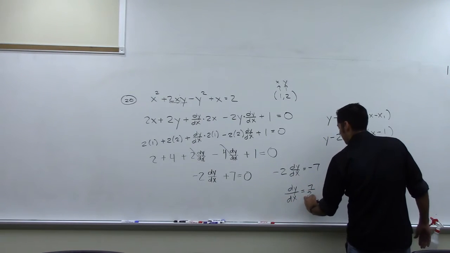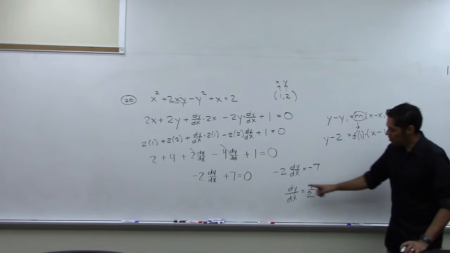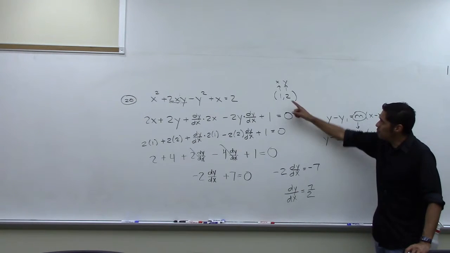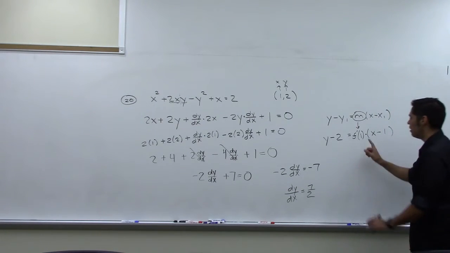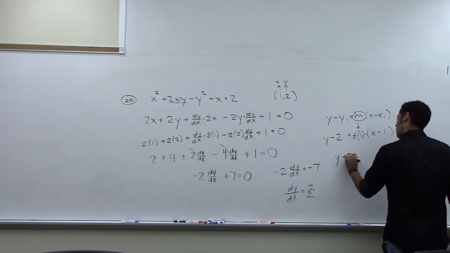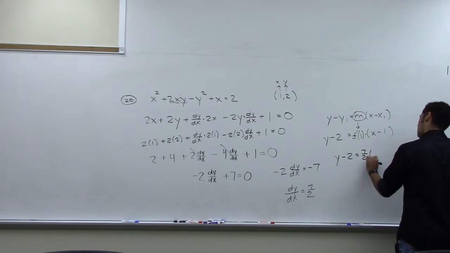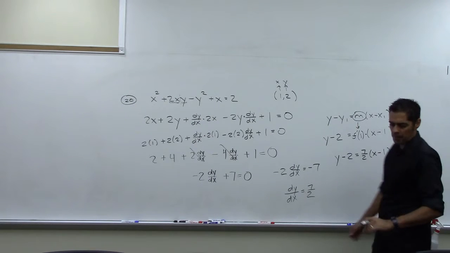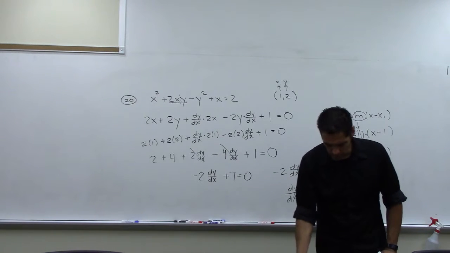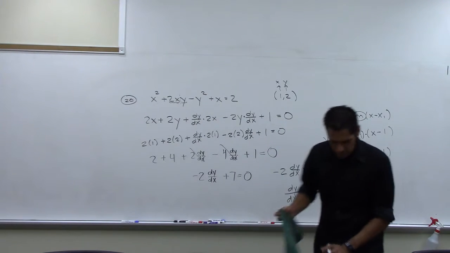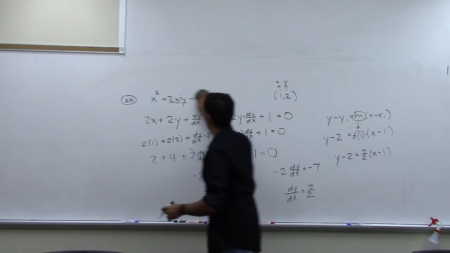You get 7 halves. So that means that the slope of the tangent line at this point 1, 2 should be 7 halves. So this should be y minus 2 equals 7 halves times x minus 1. That should be it. Now for number 22, same thing.